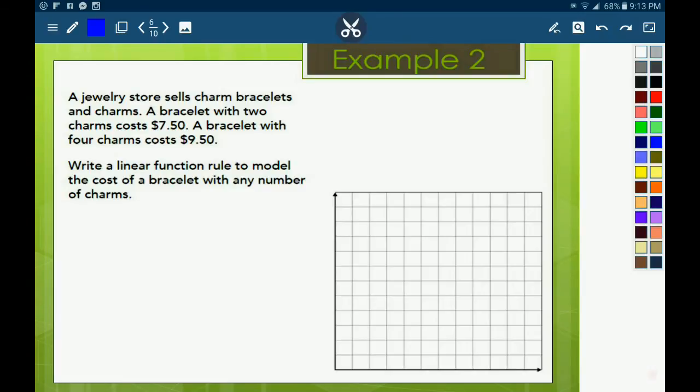So it says in this example, a jewelry store sells charm bracelets and charms. A bracelet with 2 charms costs $7.50. A bracelet with 4 charms costs $9.50. So I'm going to create a table. I have x and y. Well, what's changing? My x would represent the charms, how many charms I'm buying, that's what's changing. And then y would be how much they cost.